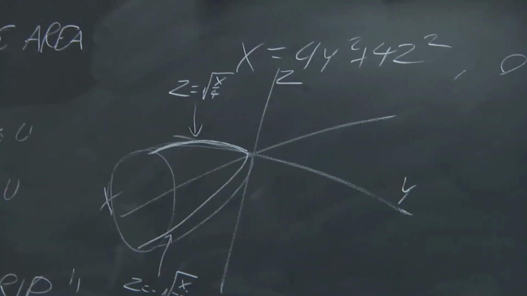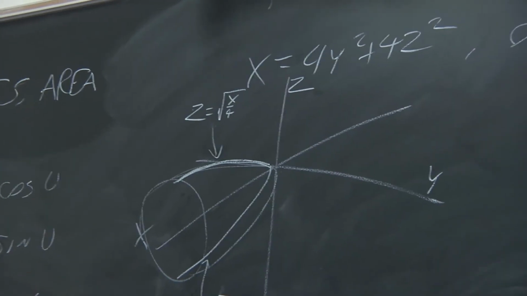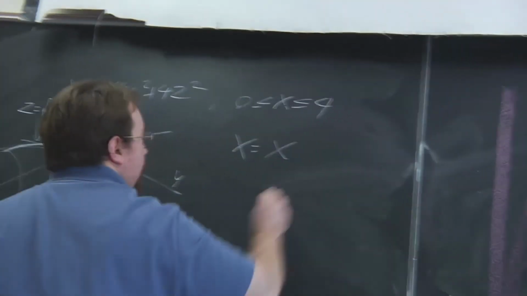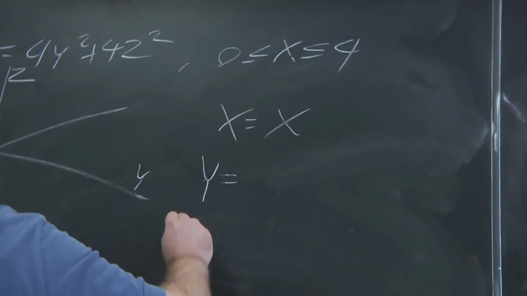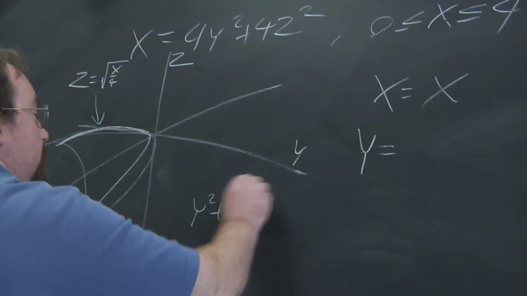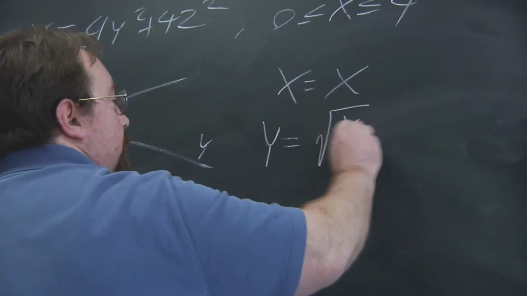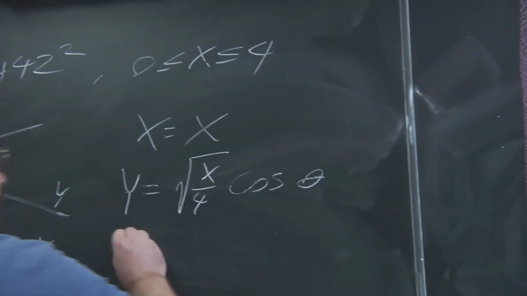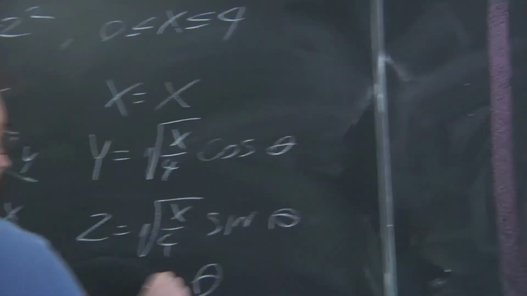Now, it'd be nice to come up with parametric equations to describe the surface, and here's one way you can do it. You can let x be one of the parameters. So x is just going to be x, and then you can use polar coordinates for y and z. Given the fact that y squared plus z squared is x over 4, y is going to be the square root of x over 4 times cosine theta. z is the square root of x over 4 times sine theta, and theta runs from 0 to 2 pi.